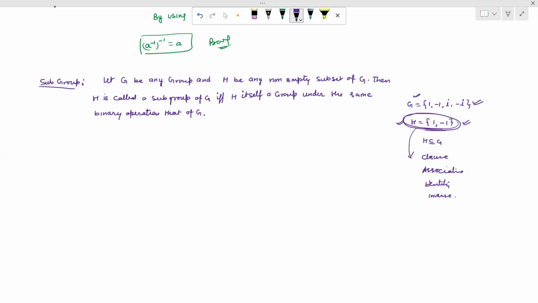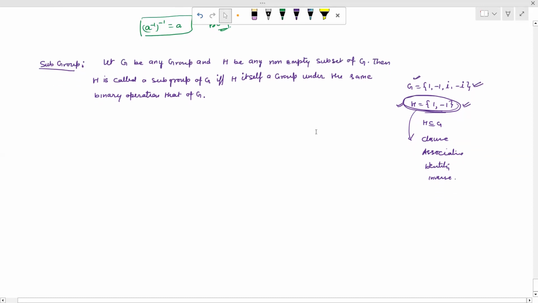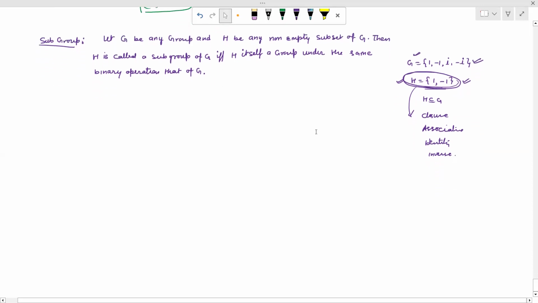Okay. After understanding the definition of subgroup, we have one theorem. On the basis of that theorem, we can prove whether any set is a subgroup of G or not. It is a very important theorem. We will use this theorem directly.